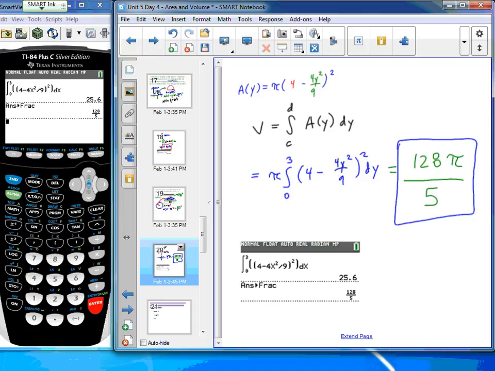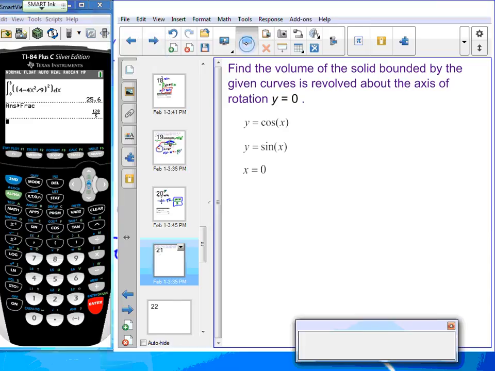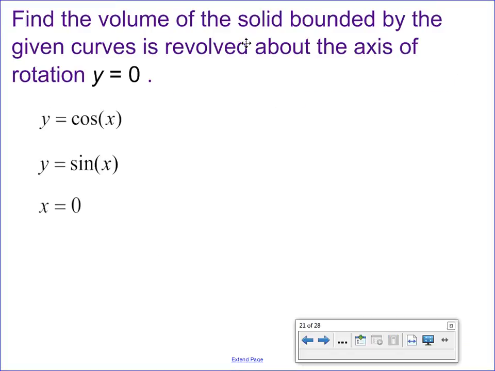All right, let's go ahead and do one more. So what happens when our region isn't bounded by my axis of rotation? Consider for a moment the original region bounded by y equals cosine of x, y equals sine of x, and x equals 0 in the first quadrant. And we're going to revolve it about the axis of rotation, y equals 0. So let's consider x equals 0, y equals cosine of x, and y equals sine of x. Let's see what that looks like.